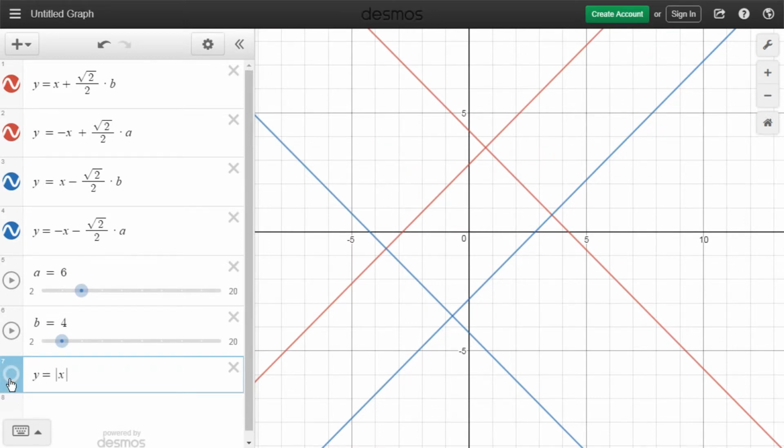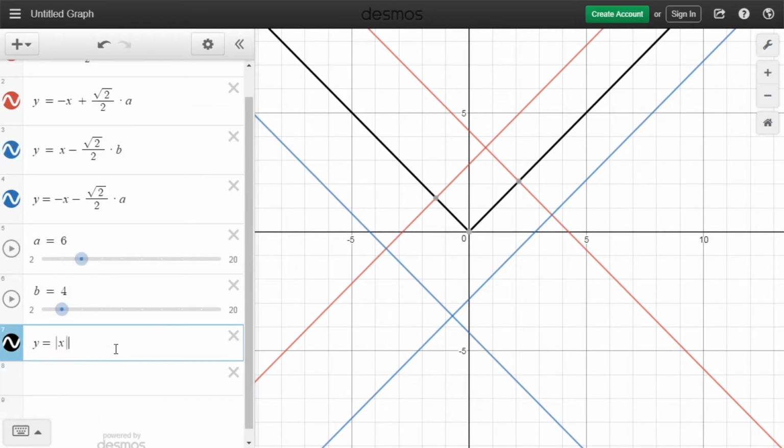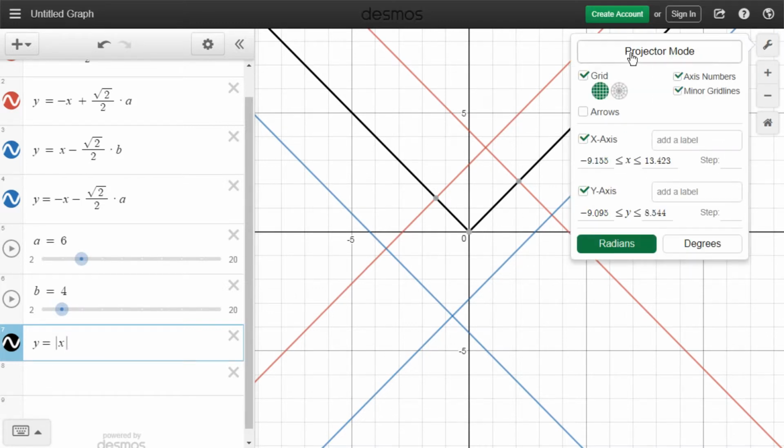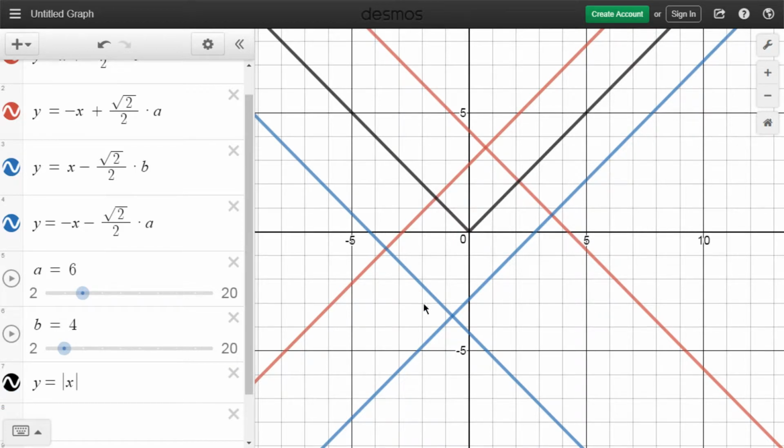In fact, let's make that a different color. Let's make it black and visible. Okay, so there we go. We've got this over here. Hey, you know what? Let's switch this to projector mode. That'd be fun, right? Yeah, nice. Okay, cool. So we've got this absolute value function here. It looks nicer, it doesn't have the big X here. It actually stops as a V.